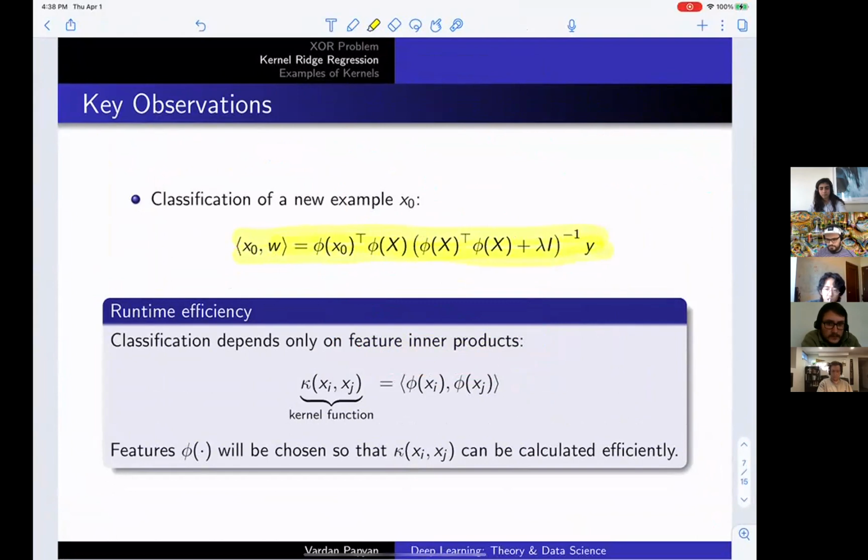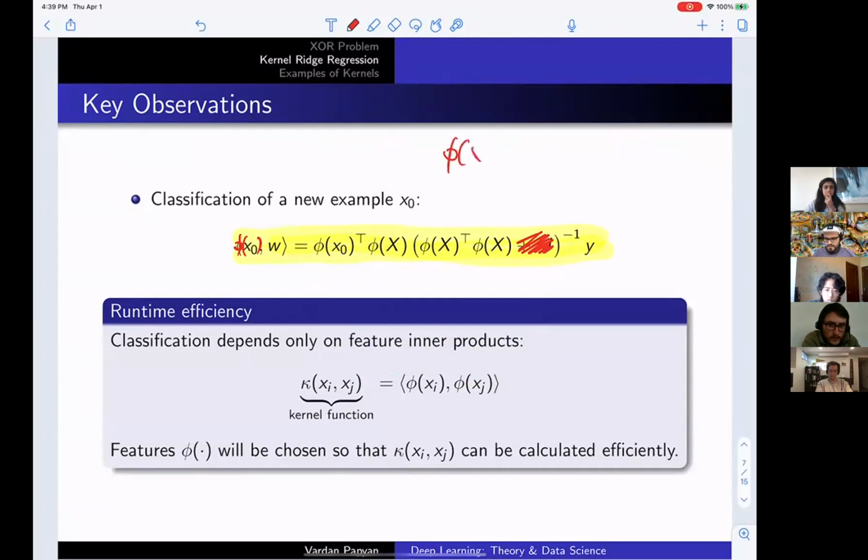This is the equation. So this equation in the introduction to kernels said something like, you do phi of x transpose phi of x plus lambda I. In our case, there is no lambda I, so let's forget about it. Inverse times y. And then here you have phi of x again and phi of x naught, which is the test point, right?